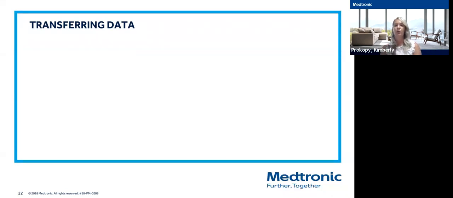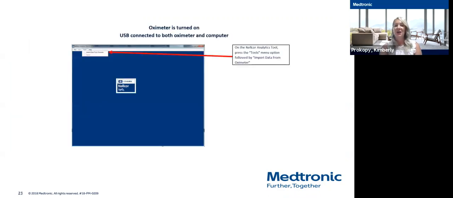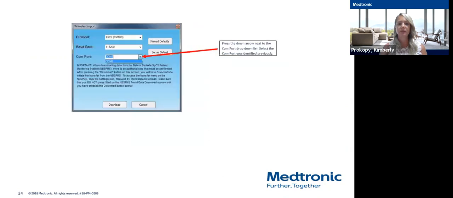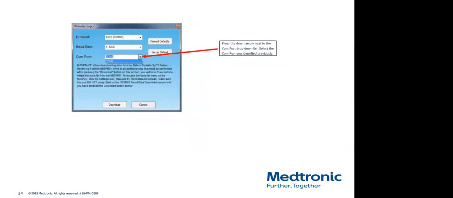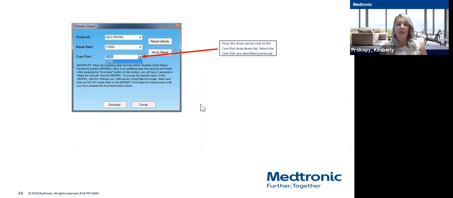Now we have our driver set up. We have the oximeter connected to the computer. We know what COM we're looking at. So we're ready to transfer that data. You're going to open your Nellcor Analytics tool, press the Tools menu option, and go to Import Data from Oximeter. This screen is what comes up next. At the beginning, when I showed you how to look at your service menu and we looked at the protocol, which was our ASCII, we went into our oximeter and selected our protocol and our baud rate.